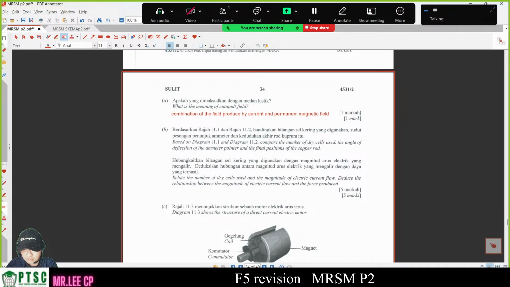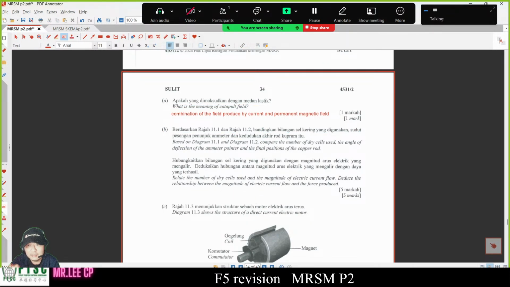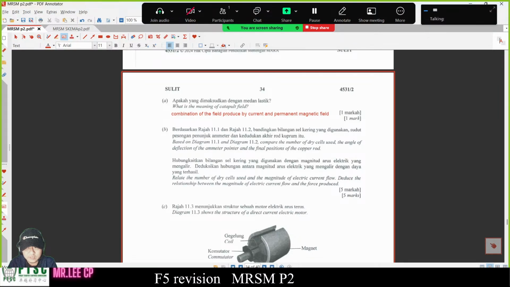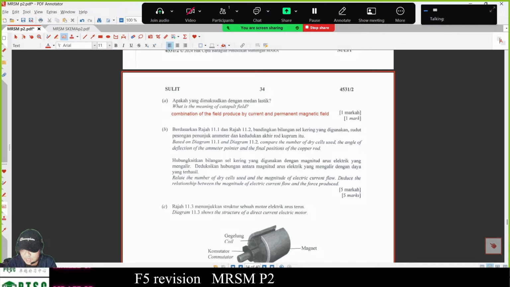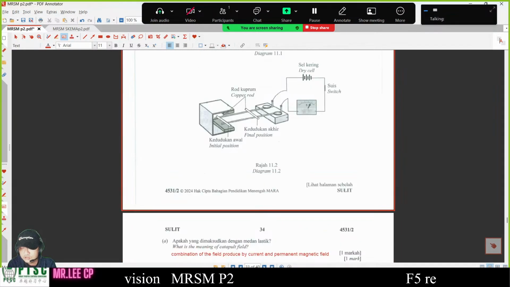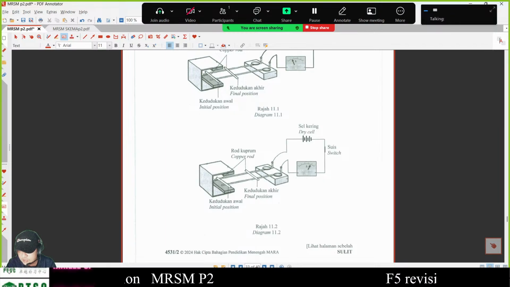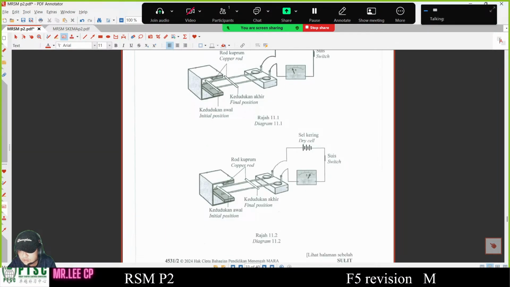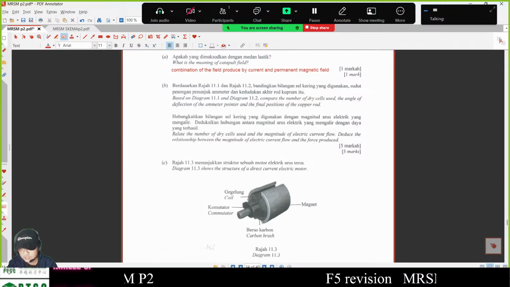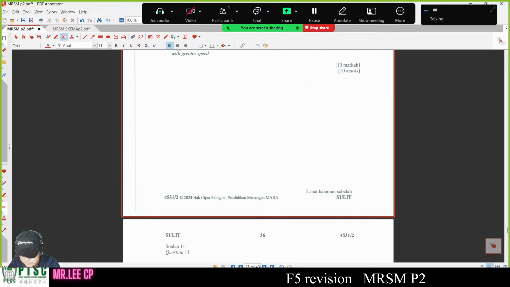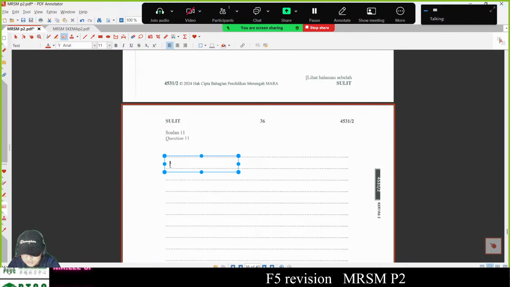Now, question number 11, they will ask you to relate this, compare that, and then relate this. This 5 marks is very easy to get. You just compare only. Compare the dry cells. See the dry cells, how many? 1, 2, 3. This one, 1, 2. So this one is more than this one. 11.2 is more than 11.3 in the number of dry cells.